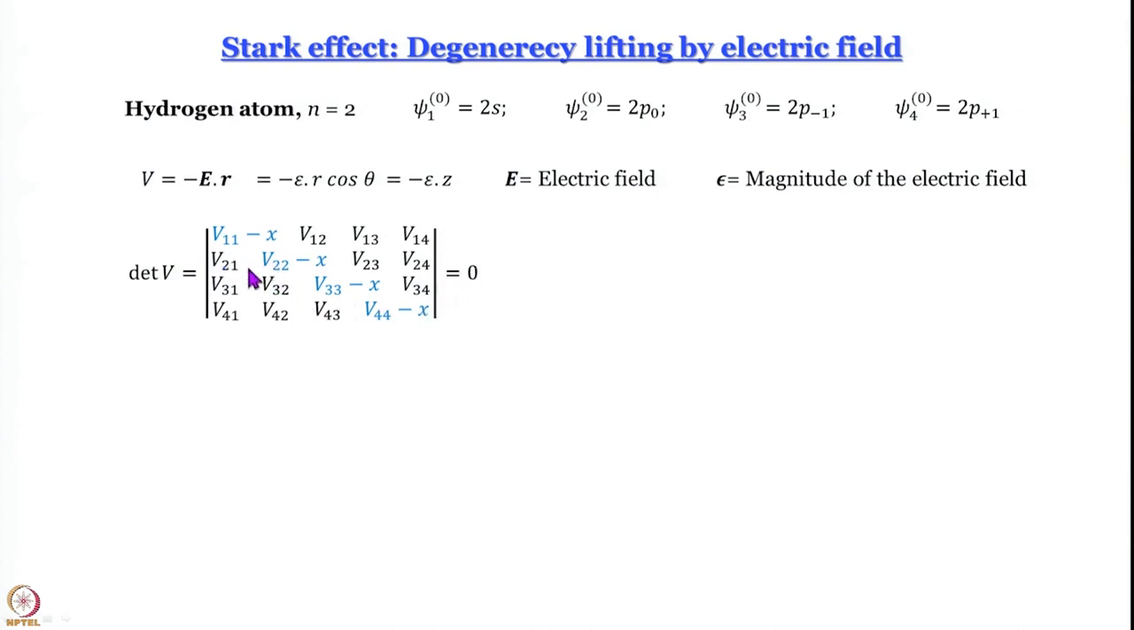Here it is important to remember what V12, V21, V13 and all that is. Here we are designating 2s as 1. So, V11 would be the perturbation term involving 2s orbital and 2s orbital. Same with V22, V33, V44, fine. What about V12? It involves 2s orbital and 2p0 orbital. What is V13? It involves 2s orbital and your 2p minus 1 orbital, and so on and so forth.